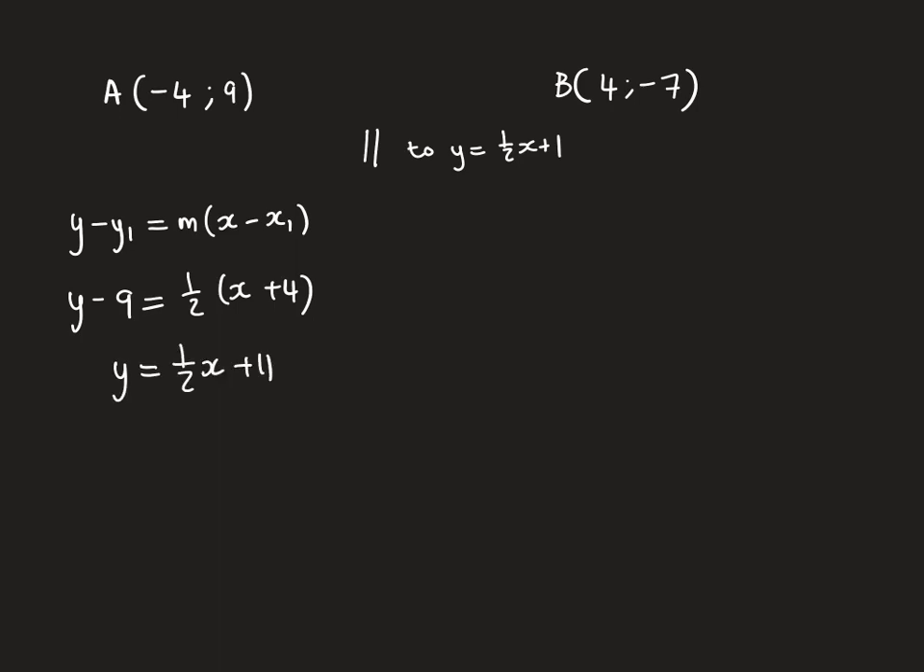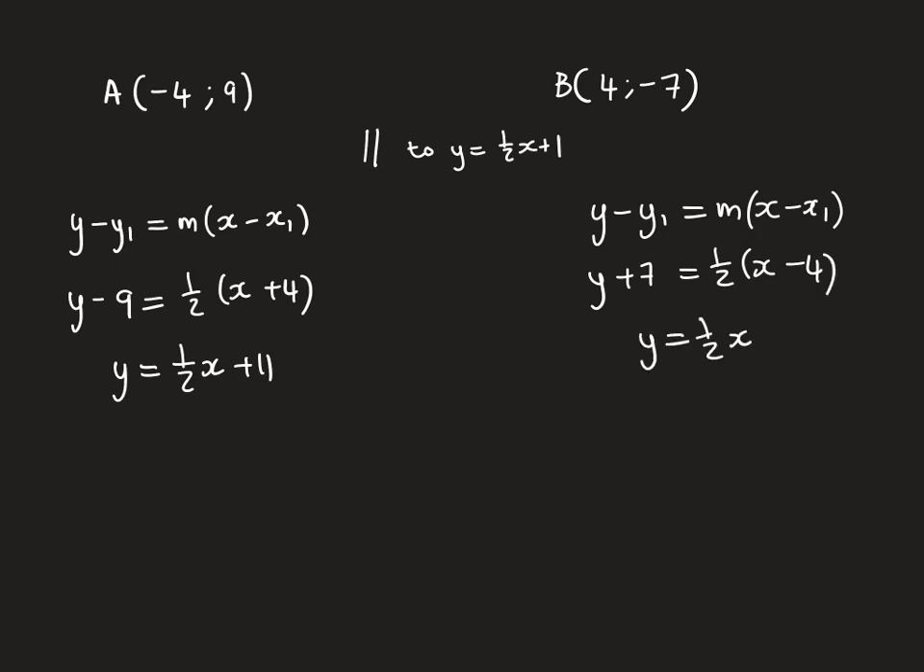plus 11. For the B side, we have y minus y1 equals m into x minus x1. I'm going to plug in the coordinates from B and the gradient that we're sharing. And I'm going to FOIL this out, and we find that y is equal to a half x minus 9. And these are the equations of the 2 tangents to the circle.